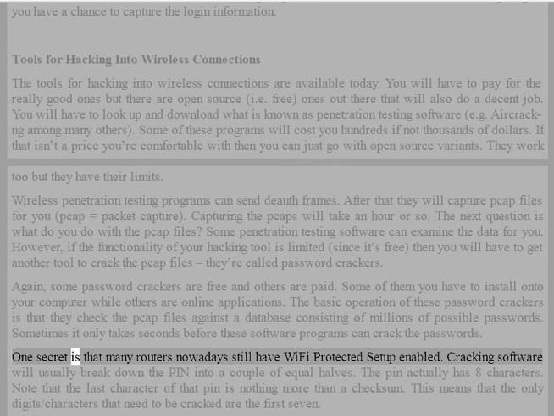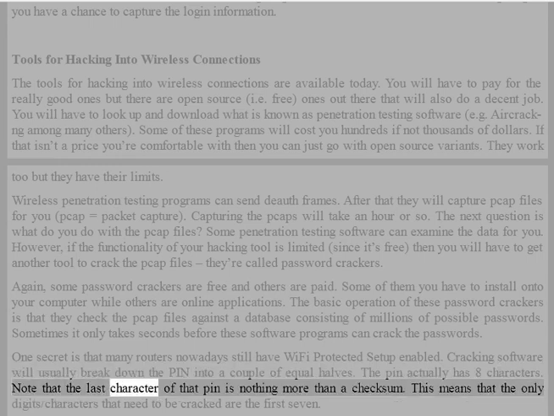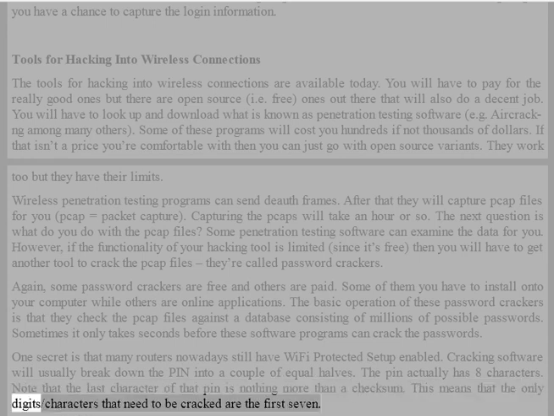One secret is that many routers nowadays still have Wi-Fi Protected Setup enabled. Cracking software will usually break down the PIN into a couple of equal halves. The PIN actually has 8 characters. Note that the last character of that PIN is nothing more than a checksum. This means that the only characters that need to be cracked are the first 7.